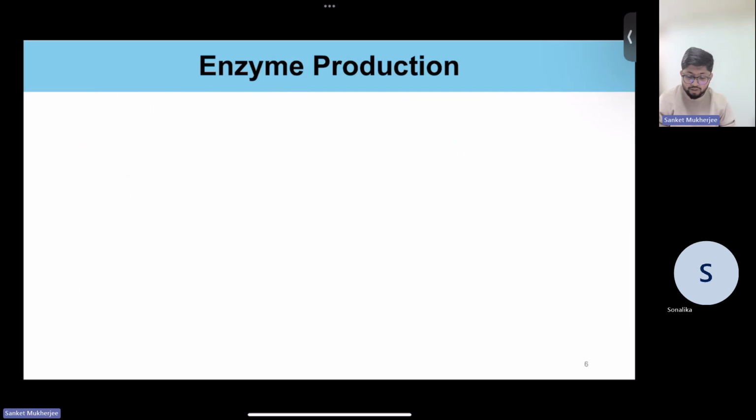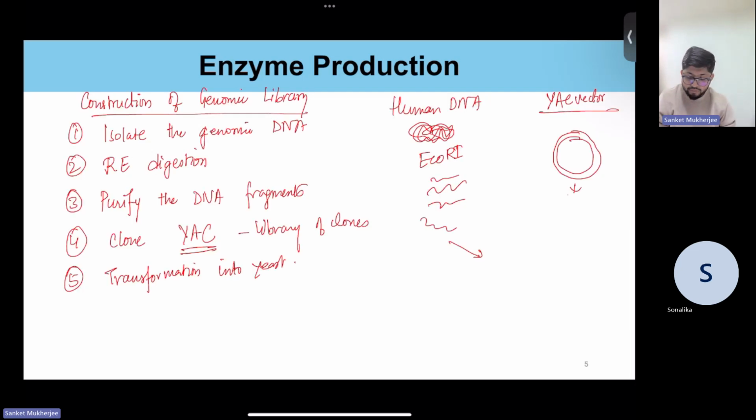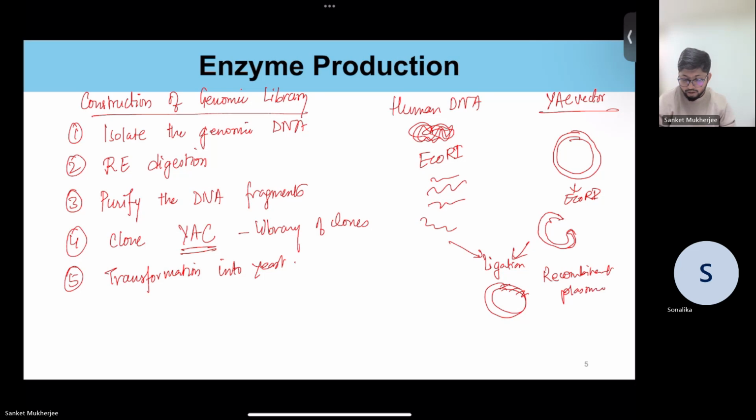You will also digest this vector with EcoR1, so that you have an EcoR1 site in this vector. Anyway, just understand this is how it is. Then we will go for ligation, and we will get basically a transformed plasmid, which is also called the recombinant plasmid. We will insert this into yeast. That would be the transformation process. And then we will get the genomic library.